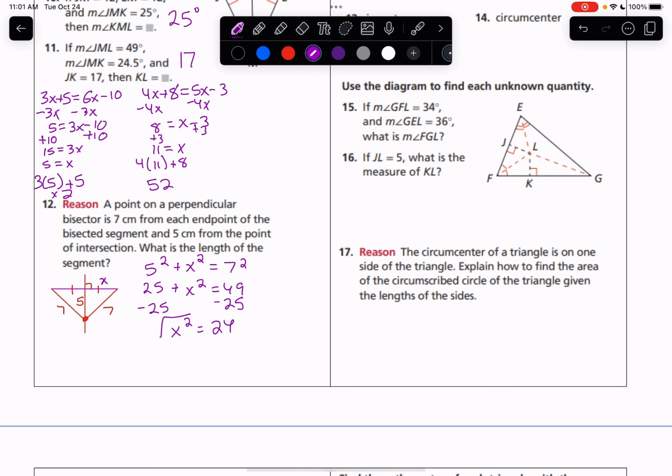And then I'm going to take the square root of that, and that's going to give me approximately, let's see, square root of 24, approximately 4.9. And then I know that my segment is twice that. So 2x, double that, is going to be 9.8. So it should be roughly 9.8 centimeters across the length of the segment. All right.